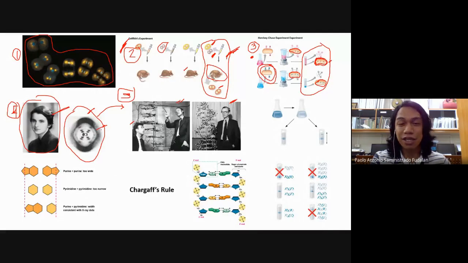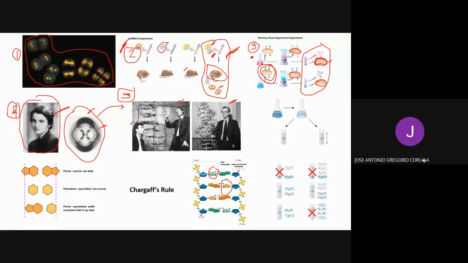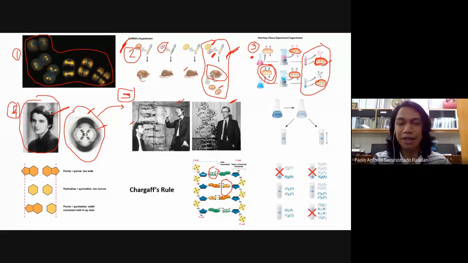Thymine and cytosine are both what? How do we call them? Thymine and cytosine are single ringed, and they are known as purines or pyrimidines? They are pyrimidines, sir. All right, they are pyrimidines, and then the double ringed adenine and guanine are the purines. So purines and pyrimidines always pair together, and they are bonded with a hydrogen bond.